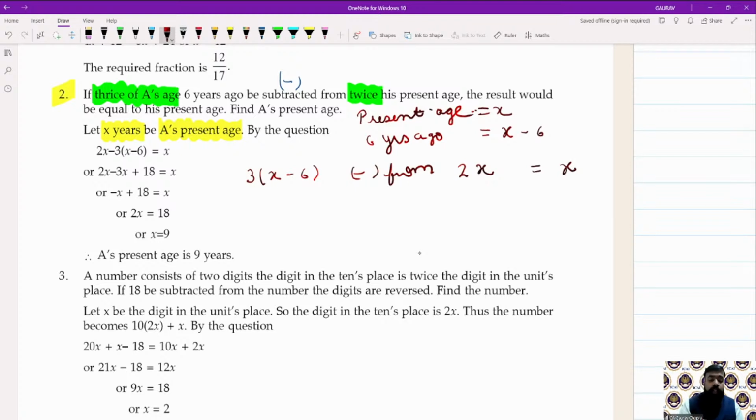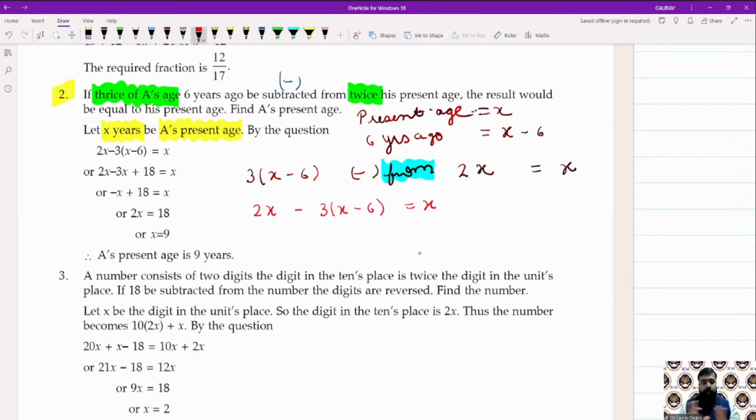Now here there is one twist that we have to subtract from. Whenever this from is written, that means 2x will come first. 2x में से हमें इस value को subtract करना है, remove करना है. So therefore the equation will be 2x minus (3 of x minus 6), and it is equal to x. So in this way, we can break and then form the equation.